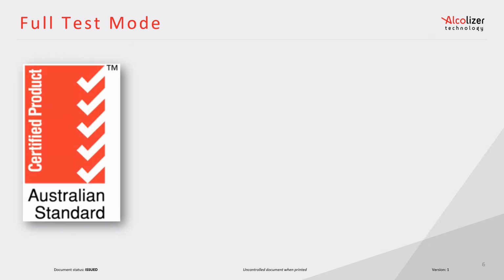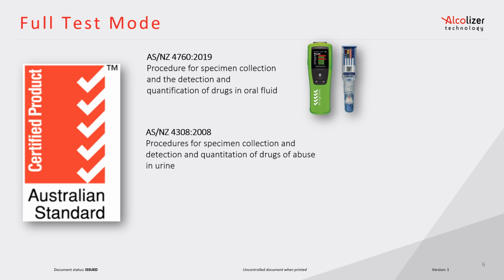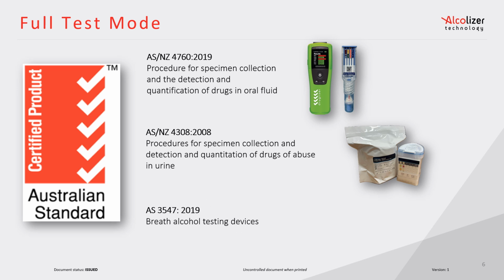Full test mode is designed to meet the following Australian standards when performing AOD testing: AS/NZS 4760:2019 procedure for specimen collection and the detection and quantification of drugs in oral fluid; AS/NZS 4308:2008 procedures for specimen collection and detection and quantitation of drugs of abuse in urine; and AS 3547:2019 breath alcohol testing devices.